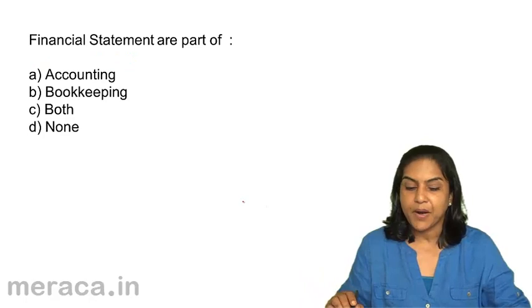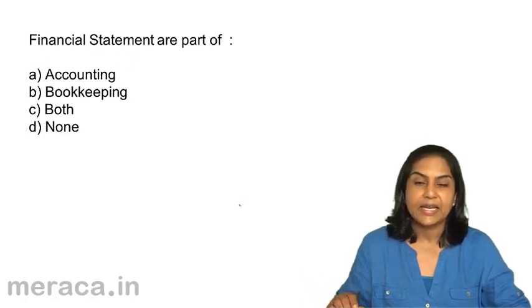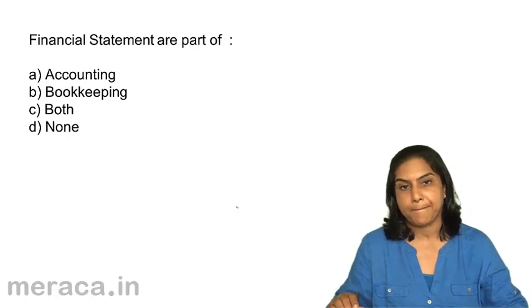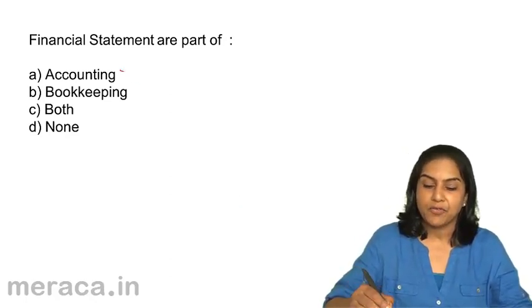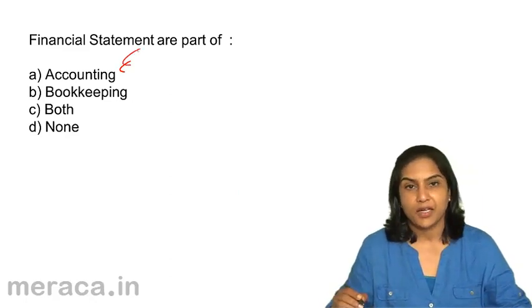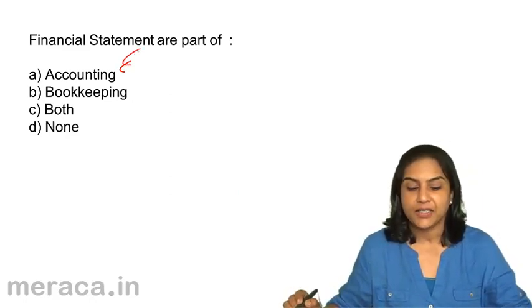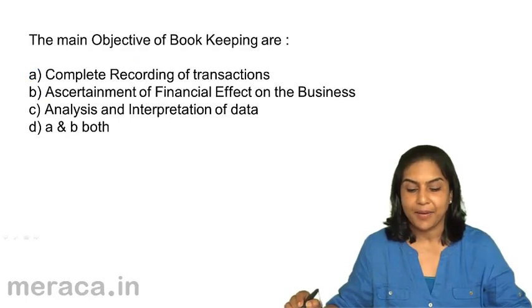Financial statements are a part of A, accounting; B, bookkeeping; C, both; D, none of them. Financial statements are a part of accounting. Journal, ledger, and trial balance are a part of bookkeeping. So the correct answer here is A.